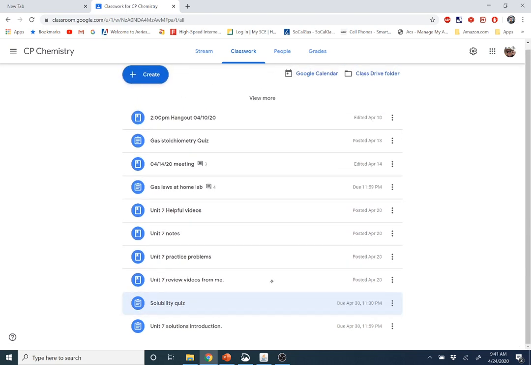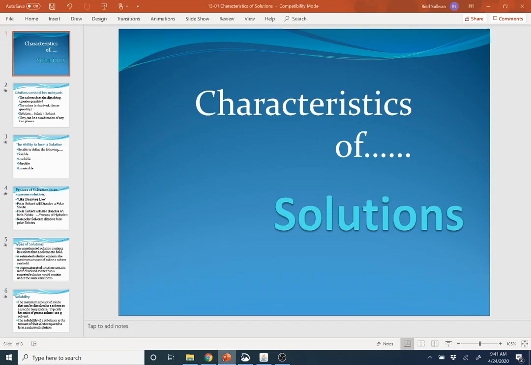All right. So anyway, let's talk about solubility solutions and what it's all about. So in the previous chapters, we were talking about gases. And we talked about how gases needed to be described in terms of their pressure, temperature, volume, and amount. Well, that's great. We were able to do all kinds of cool stuff with that. But what about solids and liquids?